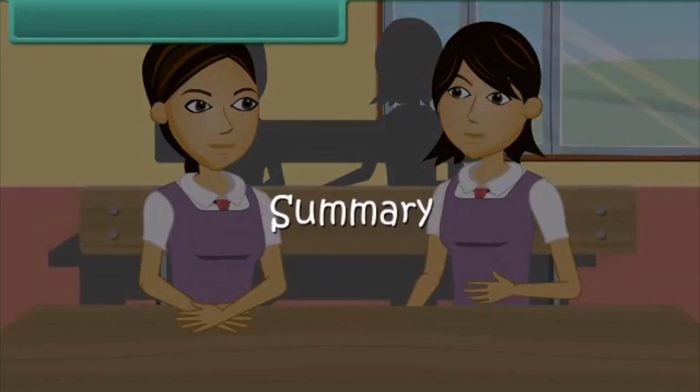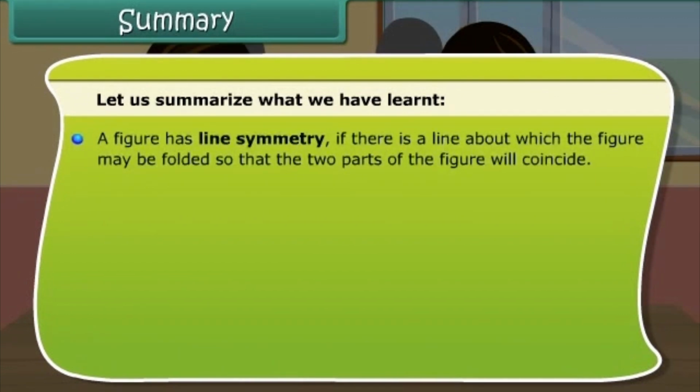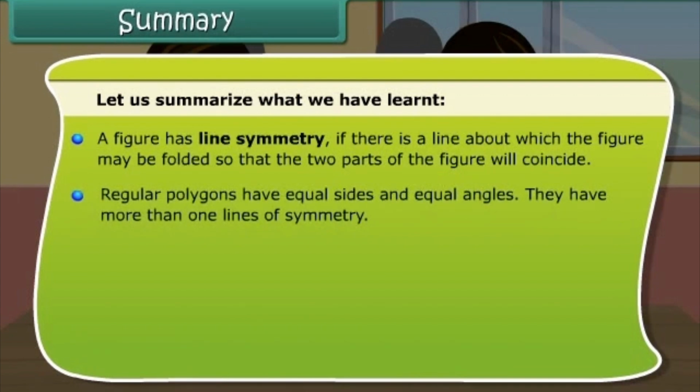Summary. Let us summarize what we have learnt. A figure has line symmetry if there is a line about which the figure may be folded so that the 2 parts of the figure will coincide. Regular polygons have equal sides and equal angles. They have more than 1 line of symmetry. Mirror reflection leads to symmetry.